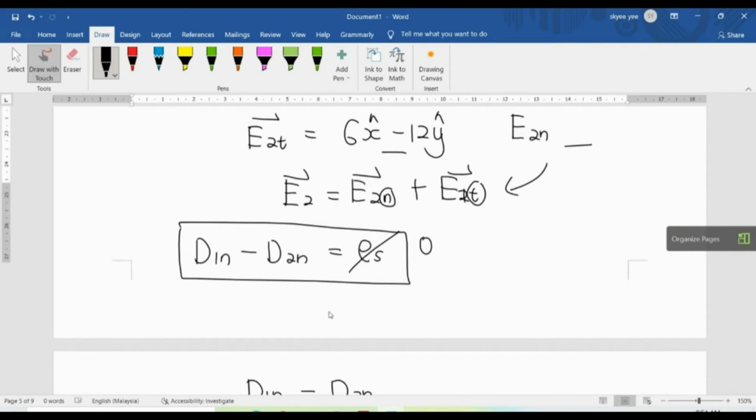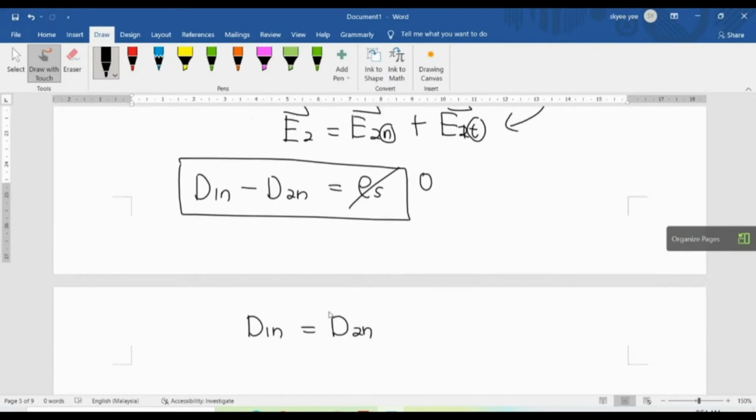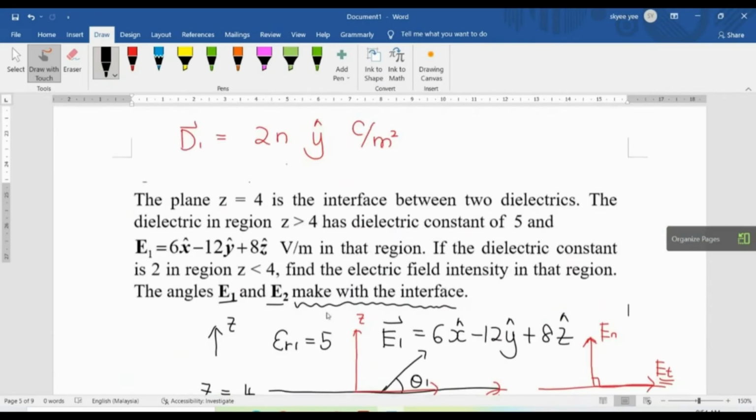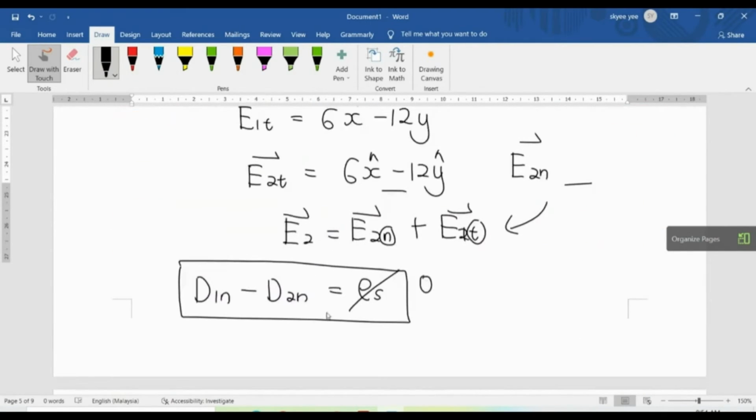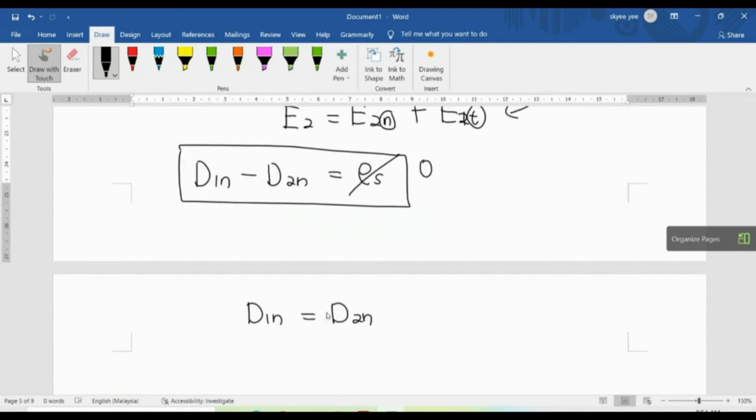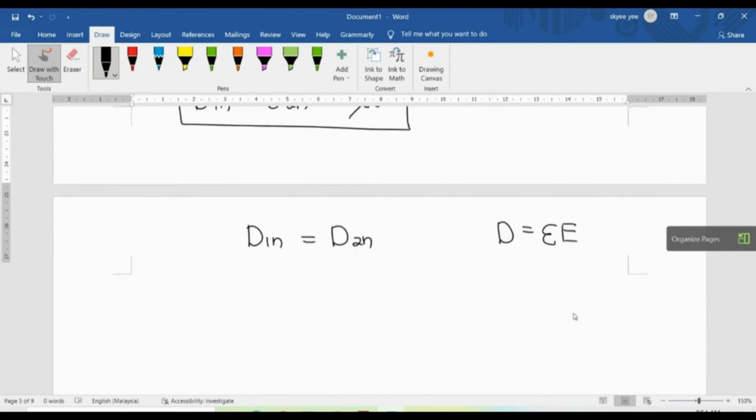Now I want to find E. I don't want to find D. I only want to find E2n. So what can I do? Remember this relationship between D and E. Since you know E1n, because the question gives you E1, and just now we already talked about this, we will put it here.